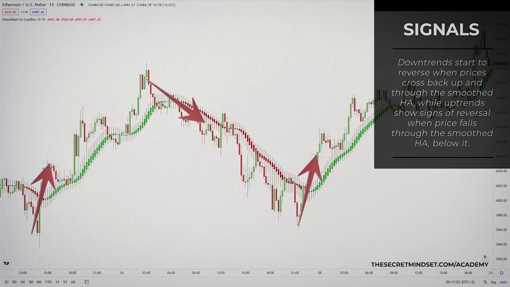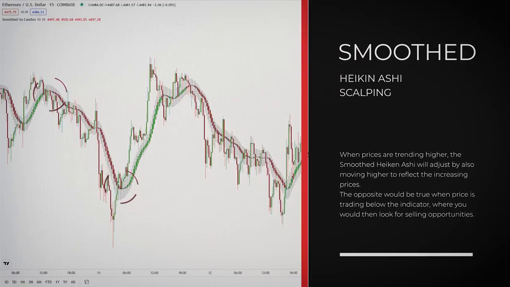You can use a 10 look-back period to be on the right side of the minor market trend. When prices are trending higher, the Smooth Heikin-Ashi will adjust by also moving higher to reflect the increasing prices. The opposite would be true when price is trading below the indicator, where you would then look for selling opportunities.